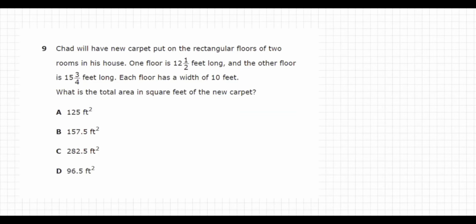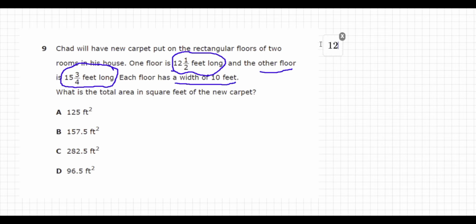Question number 9. Chad will have new carpet put on the rectangular floors of 2 rooms in his house. One floor is 12 and 1 over 2 feet long, and the other floor is 15 and 3 over 4 feet long. Each floor has a width of 10 feet. What is the total area in square feet of the new carpet?